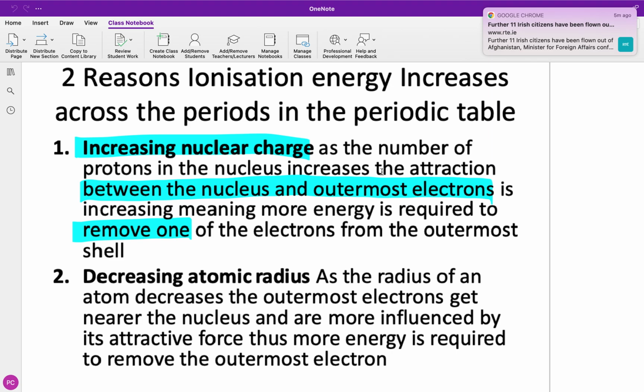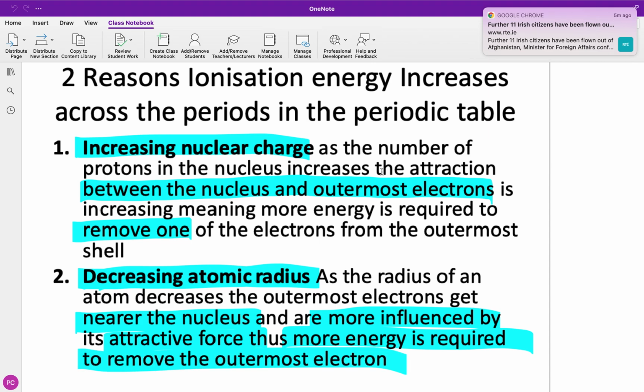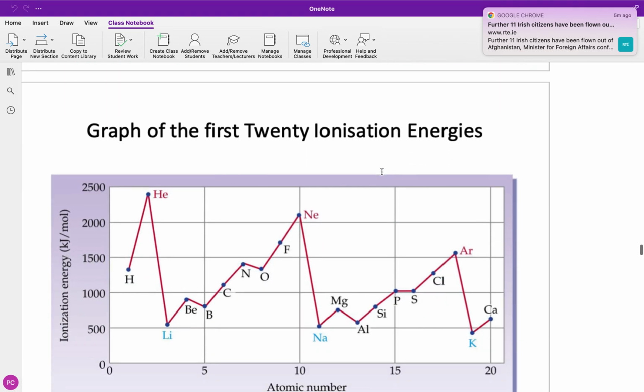And we also know that the atomic radius is decreasing across a period. So the atom decreases, the outermost electron gets nearer to the nucleus, more influenced by the attractive forces, and then more energy is required to remove the outermost electrons. So all these are linked.